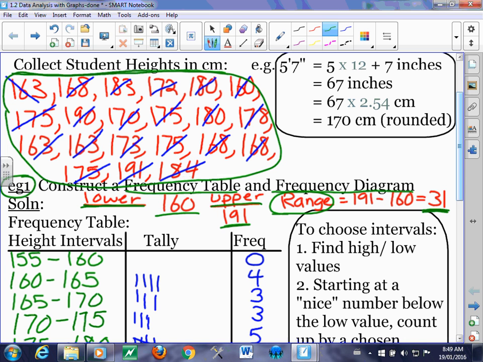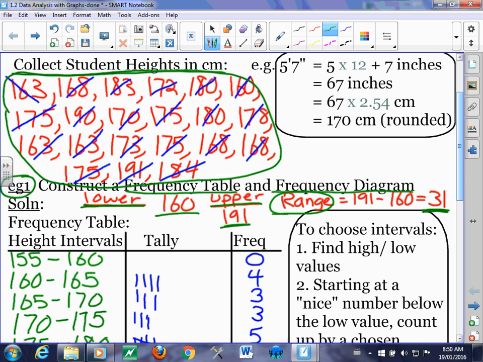So what does that mean? In the sample class I've shown above, we have a difference of 31 centimeters from the smallest person to the tallest person in the class. And I'm on the small side, so I would probably be a little bit below that.